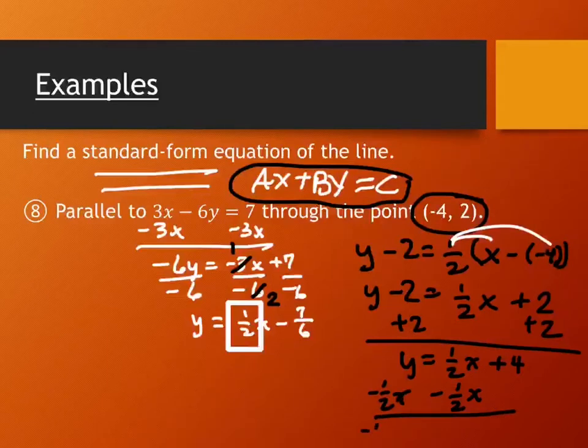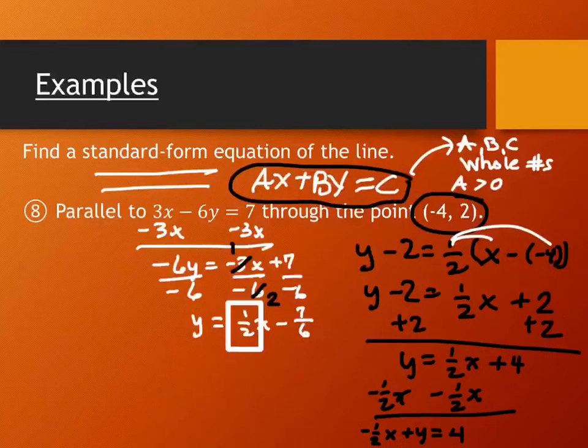So I've got negative 1/2 x plus y equals 4. And here I have to tell you that I kind of haven't been completely honest along the way. There are in fact some conditions on A and B in order for this to be standard form. In particular, A, B, and C are all whole numbers, so no fractions. And A needs to be greater than 0 or positive. So right now A is negative, and it's also a fraction.